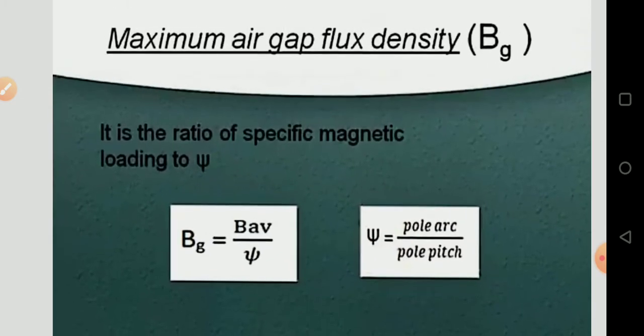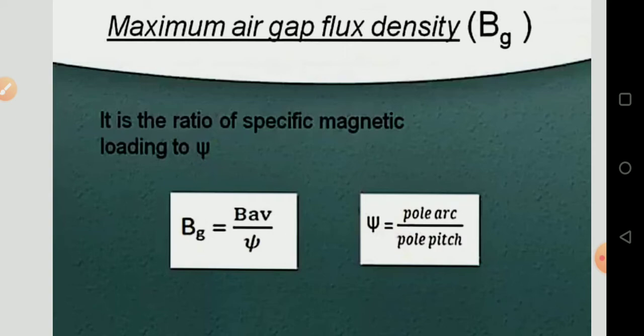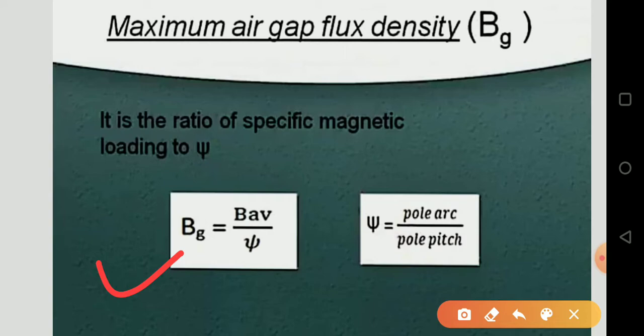Now what is the maximum air gap flux density? The maximum air gap flux density is denoted by Bg, and it is the ratio of the specific magnetic loading to psi. Here you can see the formula: Bg equals BAV upon psi. It means the specific magnetic loading divided by psi, where psi is the pole arc upon pole pitch.